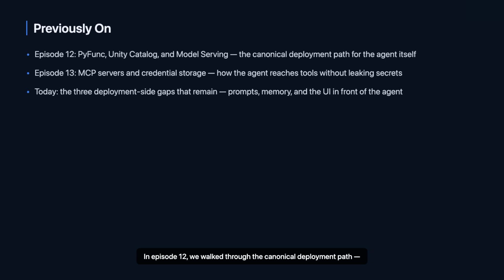In episode 12, we walked through the canonical deployment path: PyFunc wrapping, Unity Catalog registration, and model serving for the agent itself. Then in episode 13, we covered Model Context Protocol servers, or MCP, and how the agent reaches its tools without leaking secrets. Today we're closing 3 gaps that remain: the prompts the agent uses, the memory it keeps between turns, and the user interface sitting in front of it.